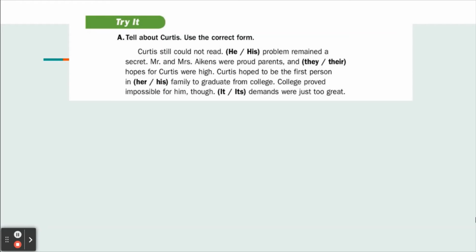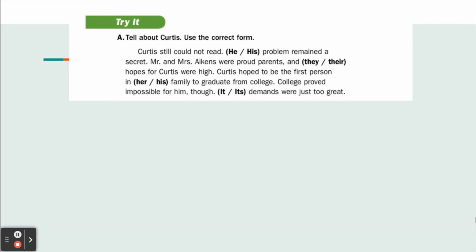Okay, so let me go ahead and read it aloud, leaving the blanks there, and maybe that will help a little bit. So Curtis still could not read. Blank problem remained a secret. Mr. and Mrs. Aikens were proud parents, and blank hopes for Curtis were high. Curtis hoped to be the first person in blank family to graduate from college. College proved impossible for him, though. Blank demands were just too great.